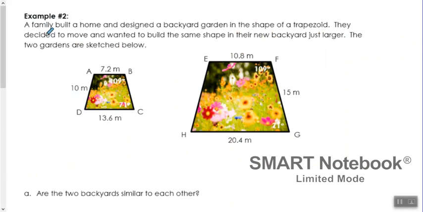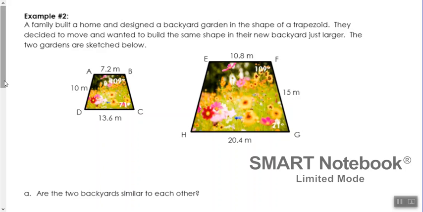For the second example, a family has built a home and they designed a backyard garden in the shape of a trapezoid. So they decided to move and they wanted to build the exact same garden except for larger. The two gardens are sketched below. So are the two backyards similar to each other? So we need to check first our angles or our sides and then check the others.